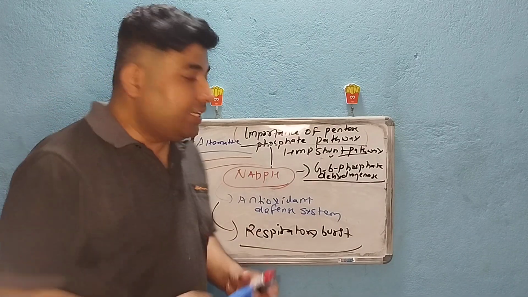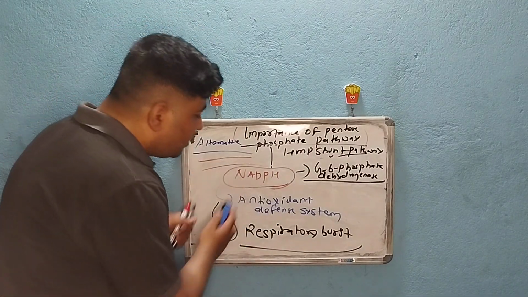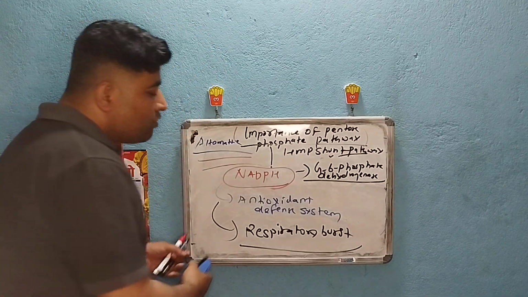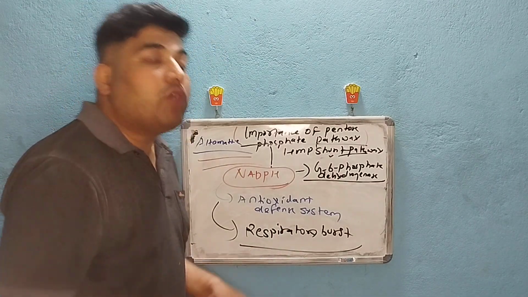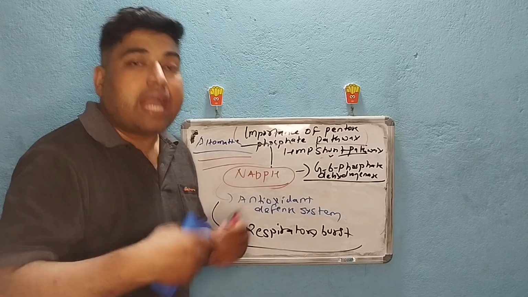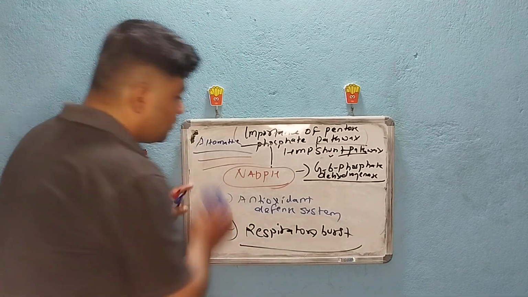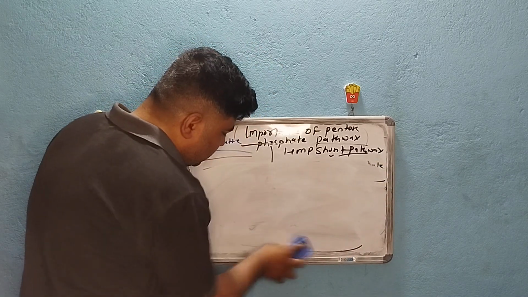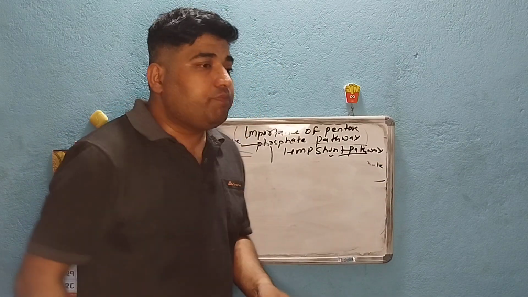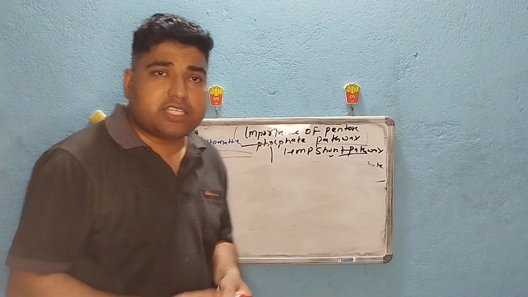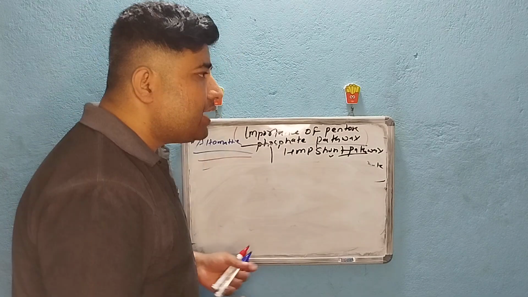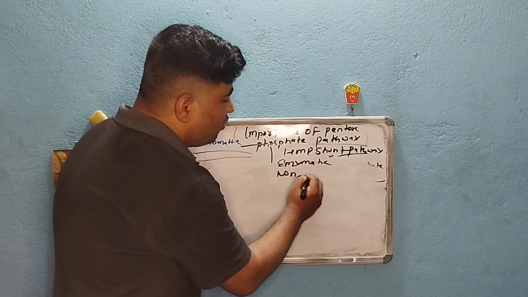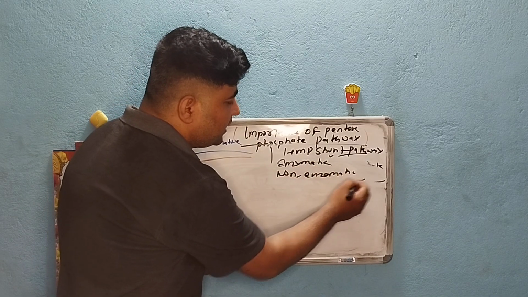Now we will define both of these one by one: how NADPH is involved in the antioxidant defense system, and what the respiratory burst is and what happens during it. The antioxidant defense system in our body comprises enzymatic antioxidants and non-enzymatic antioxidants.